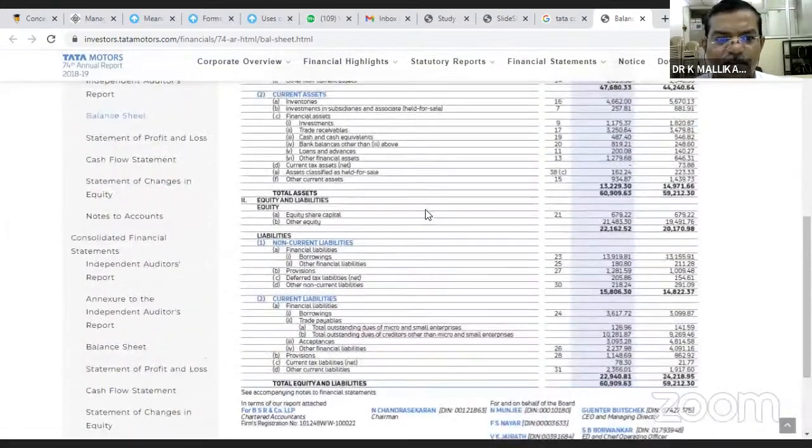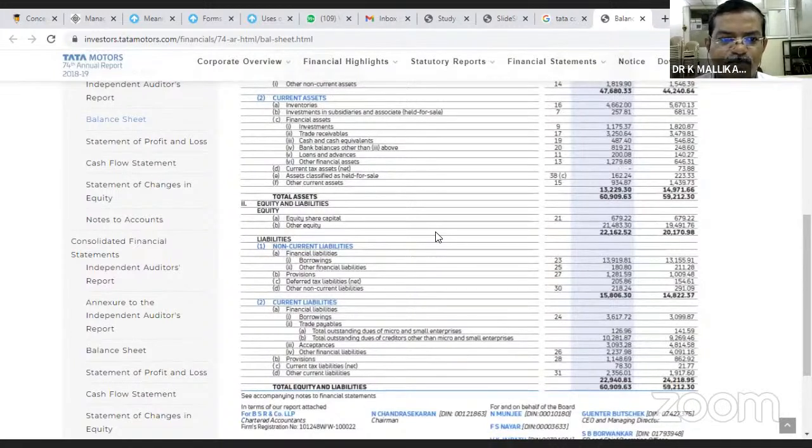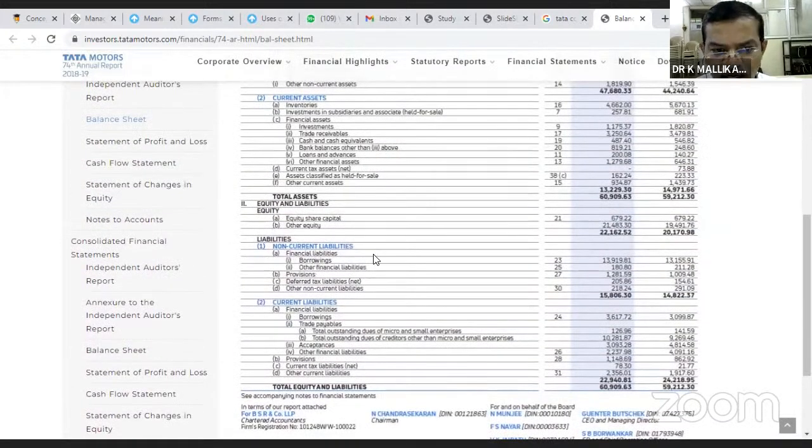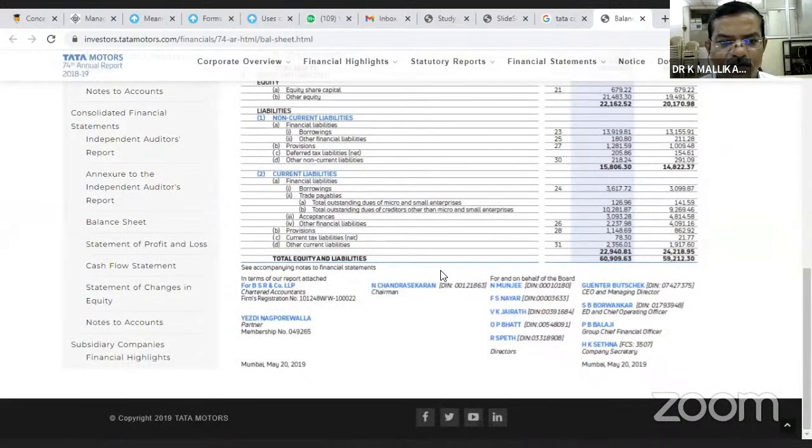And we can see the liability side of a company. Here equity is given, other equity is also given. Liabilities are non-current liabilities and current liabilities. Under non-current liabilities, you can see financial liabilities, borrowings, other financial liabilities, and provisions, deferred tax liabilities, right? Other non-current liabilities. Current liabilities are very clear.